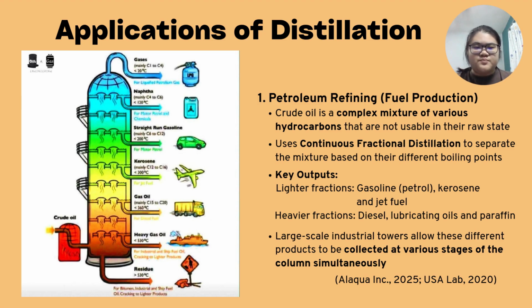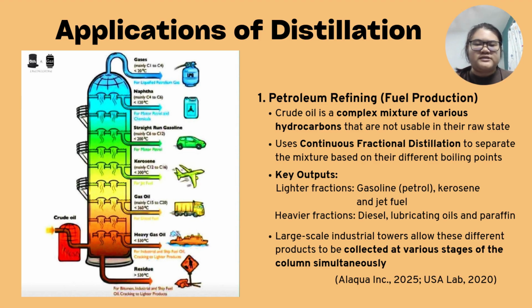The first application is petroleum refining. The refinement of crude oil is one of the most critical and commercially significant uses of distillation. Crude oil is a complex mixture of various hydrocarbons that are not usable in their raw state. Refineries use continuous fractional distillation to separate the mixture into specific fractions based on their different boiling points.